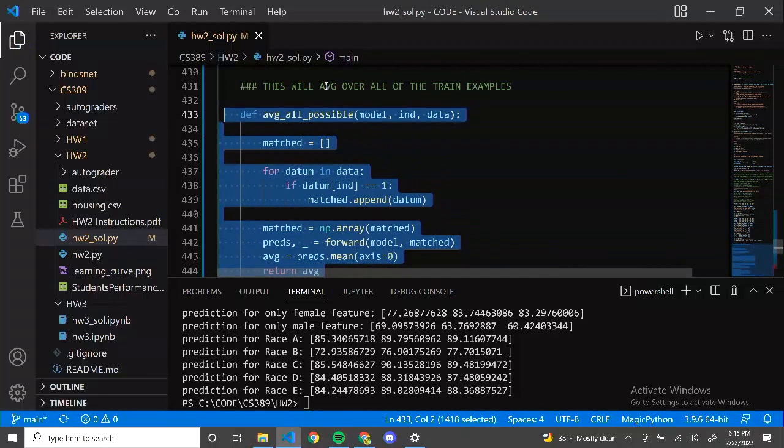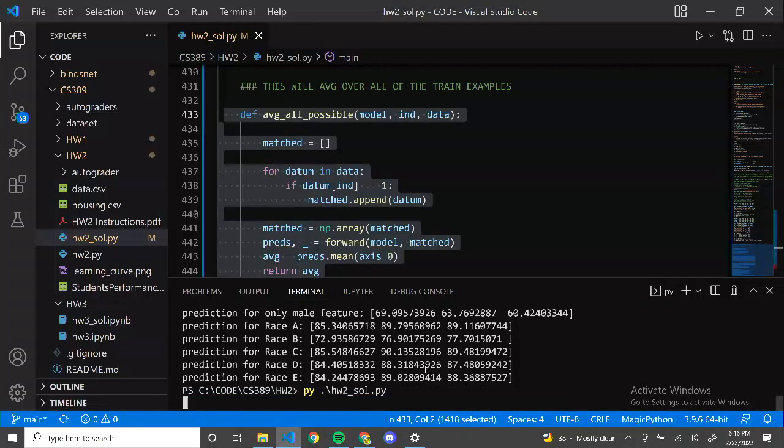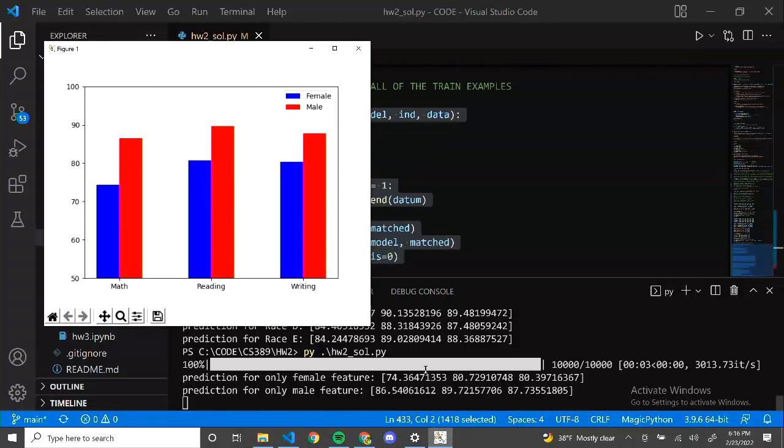Now if we run this, it will take all of the data and check for all of the data that had a female indicator, what was the prediction, and average them together. It'll do that for every one of these same classes. So the first two images I'll show are from the old thing, so we can ignore them.